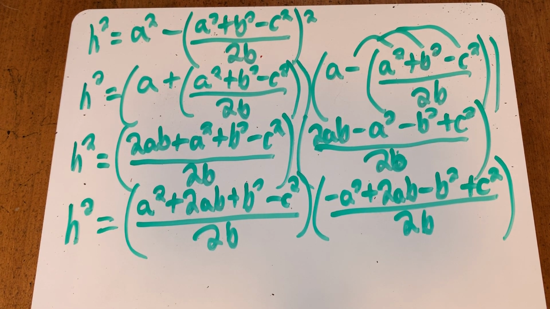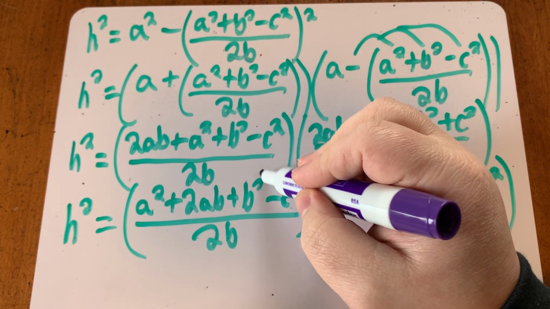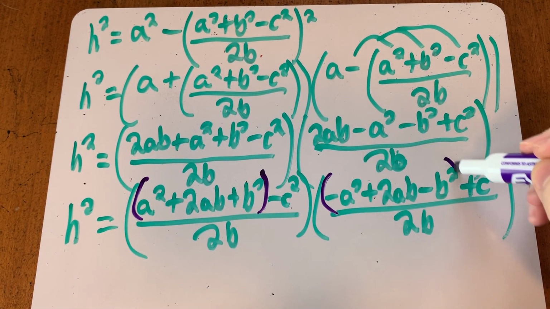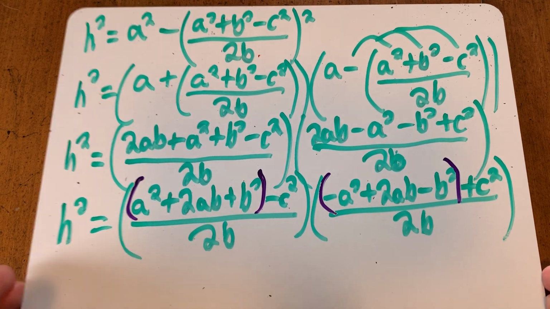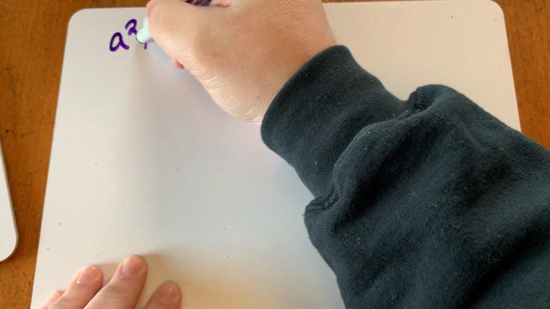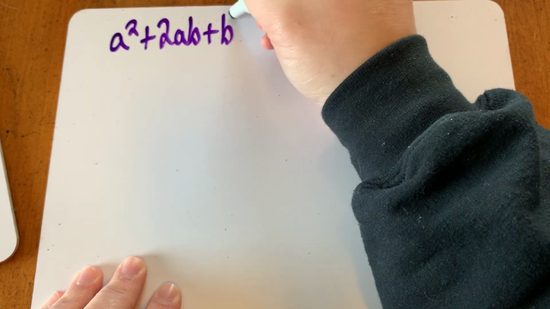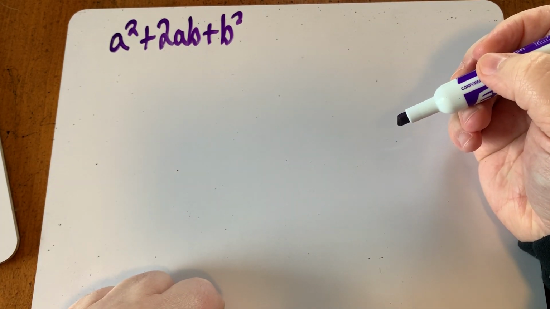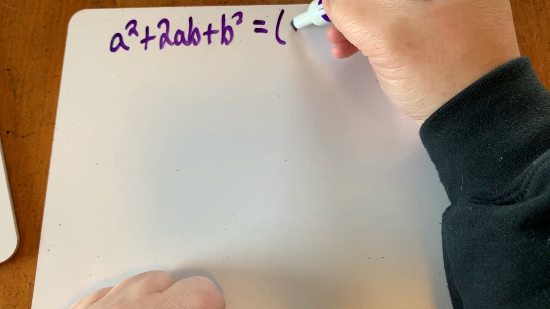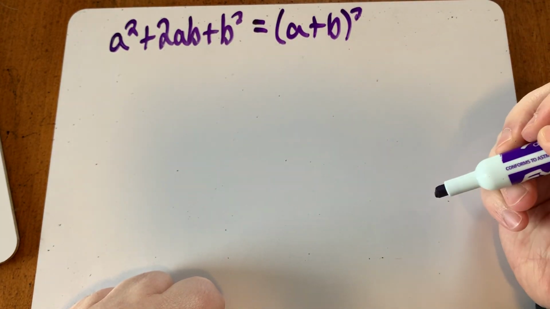Oh, well, what do we have here? If we look at this and we look at this, we have a couple quadratic trinomials that might help us along. So I'm going to take those two quadratic trinomials and just work with them on a different slide or whiteboard, whatever. So a squared plus 2ab plus b squared, that was our first one. Oh, that's just the expansion of a square of a sum. That's just (a plus b) squared.